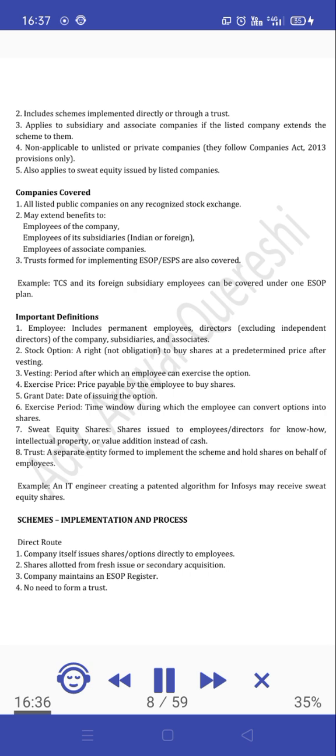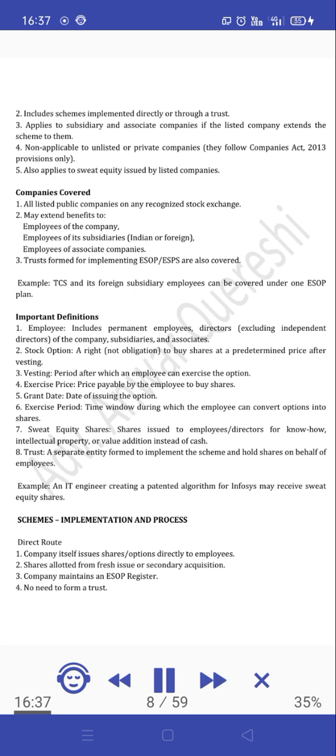Important definitions. 1. Employee. Includes permanent employees, directors excluding independent directors of the company, subsidiaries, and associates. 2. Stock option. A right, not obligation, to buy shares at a predetermined price after vesting. 3. Vesting. Period after which an employee can exercise the option. 4. Exercise price. Price payable by the employee to buy shares. 5. Grant date. Date of issuing the option. 6. Exercise period. Time window during which the employee can convert options into shares.